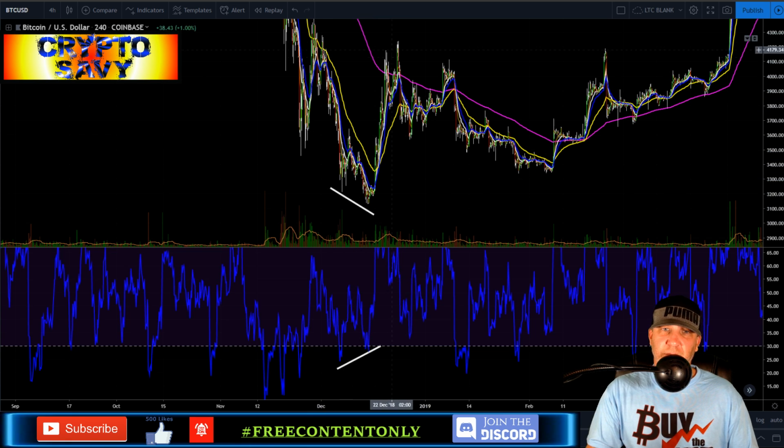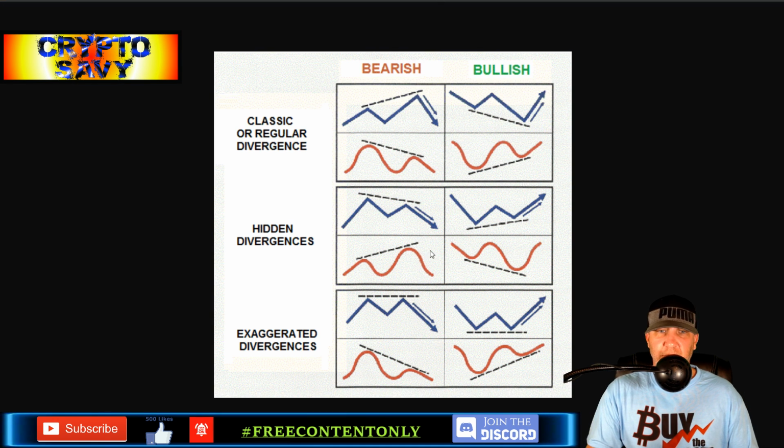and then you can see what happened. That's why it's bullish divergence. So let's see what the next one is. Man, I found those quick. I hope I find the rest of them that quick.